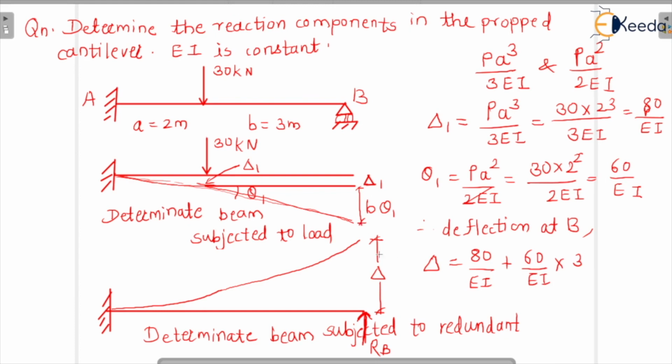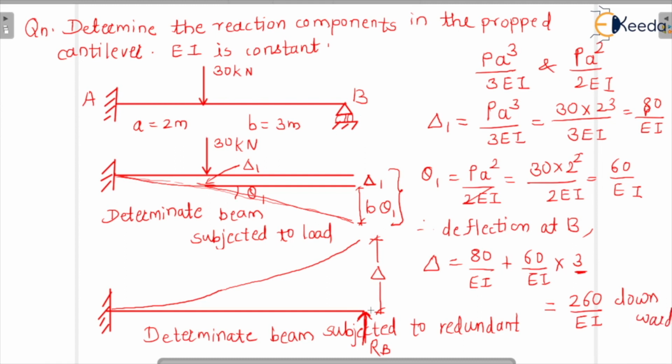B into theta 1 plus delta 1. Sorry, this B into this total deflection. Delta 1 plus B into theta 1. This is the B value. And delta 1 we already got it as 80 by EI. So when we substitute all values, we get it as 260 by EI and it is downward.